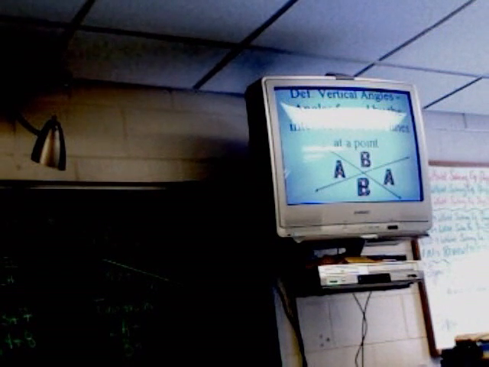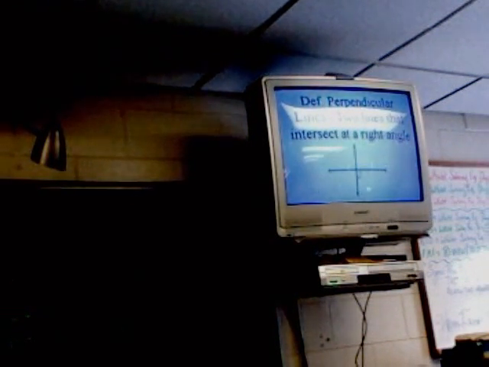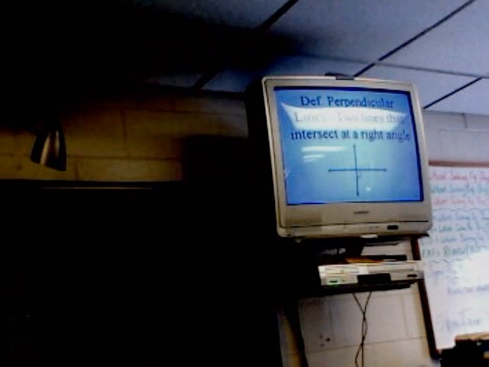Next definition coming up, I believe, is perpendicular lines. Yes, it is. Perpendicular lines, two lines that intersect at a right angle.